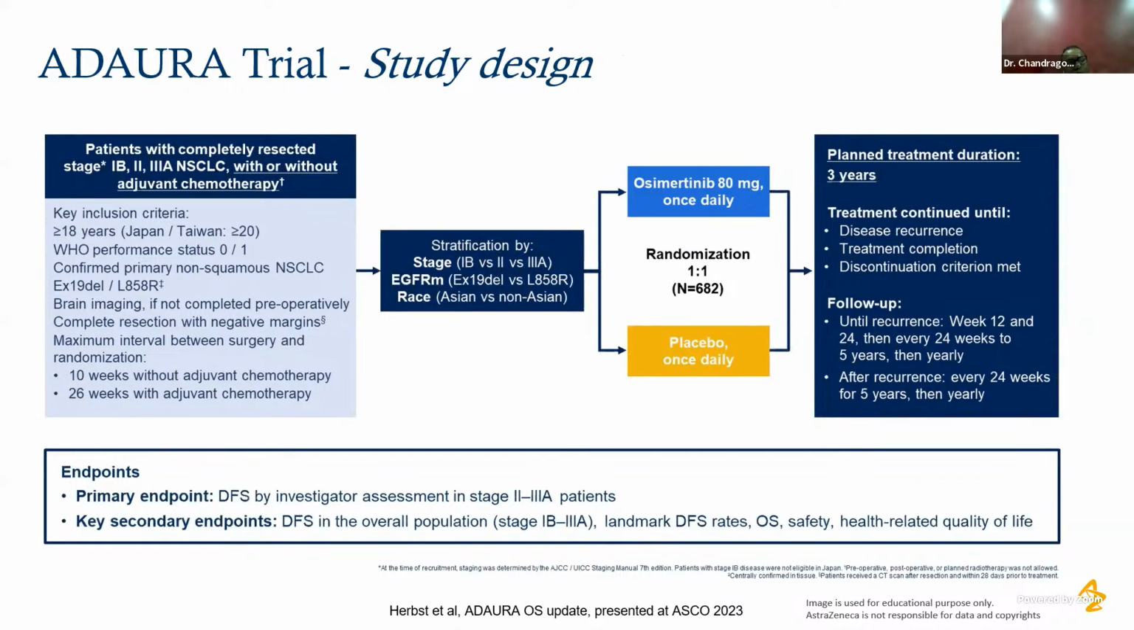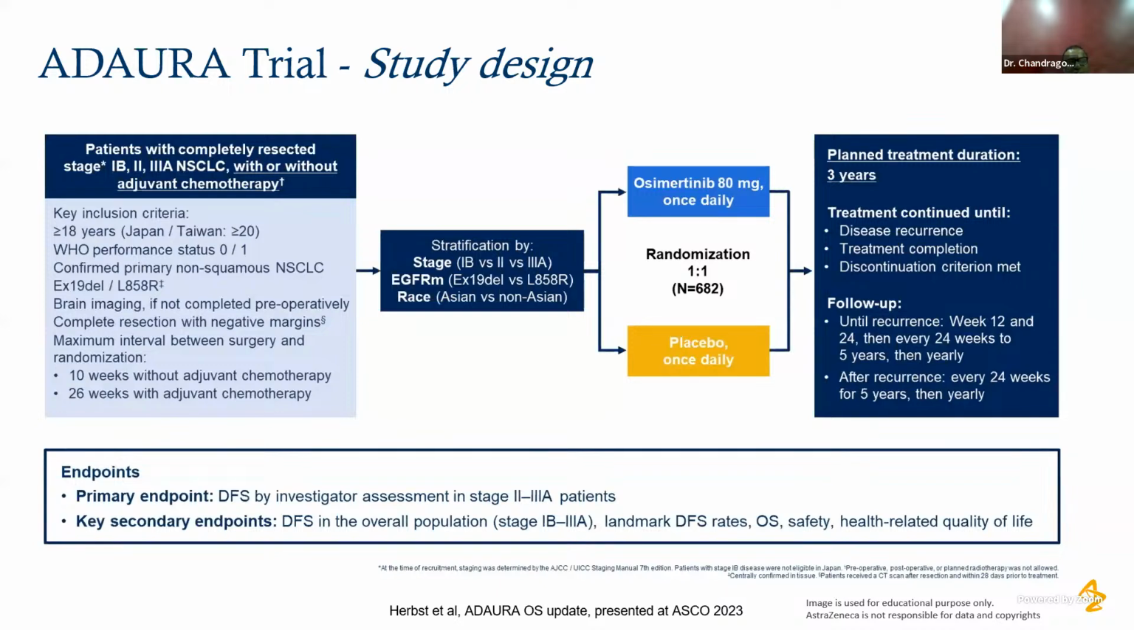Brain imaging was done to rule out brain metastasis, and the maximum interval between the surgery and randomization was 10 weeks without adjuvant chemo and 26 weeks with adjuvant chemotherapy. So that was the randomization. They stratified into osimertinib versus placebo. The planned treatment duration was 3 years, continued till disease recurrence, treatment completion, or discontinuation criteria being met, and the follow-up was as given.